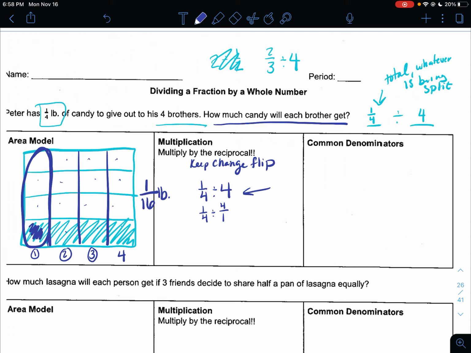So a lot of kids love to skip the step of actually writing the division problem. They like to just go right to the multiplication. I will tell you that's the number one place kids make mistakes. Write the division problem so you can actually see the physical flip, okay?